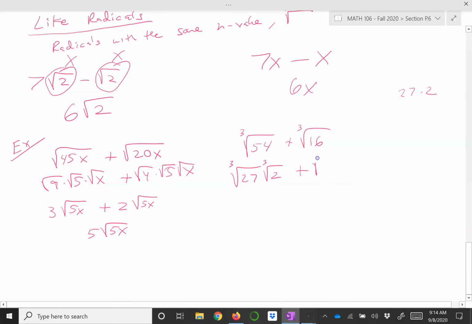8, right? We could do that one. The cube root of 8 times the cube root of 2. All right. Simplify these. So now the cube root of 27 is 3. So we have 3 cube root of 2 plus, and then the cube root of 8 is 2, cube root of 2. So now we have cube root of 2's as our like radical. Pretend they're variables. So I just add the coefficients. So 3 plus 2 is 5, and I get 5 cube root of 2.